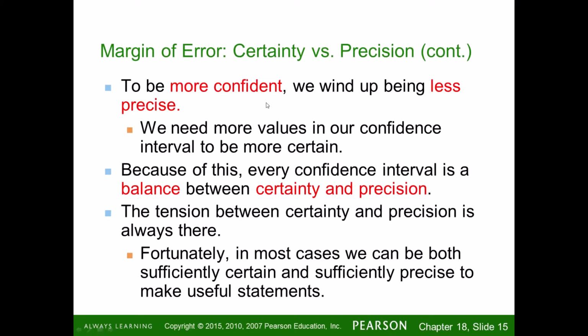So the issue is, the more confident we are, the wider the net we cast, the more error we're willing to accept, and we're going to wind up being less precise. So there's this balance between certainty and precision. And the good news is that the typical values that we use for a confidence level, 90, 95, 98, and 99%, any of those values are going to give us a pretty good balance between certainty and precision. I think in a lot of cases, people pretty much agree on 95% as a kind of sweet spot.